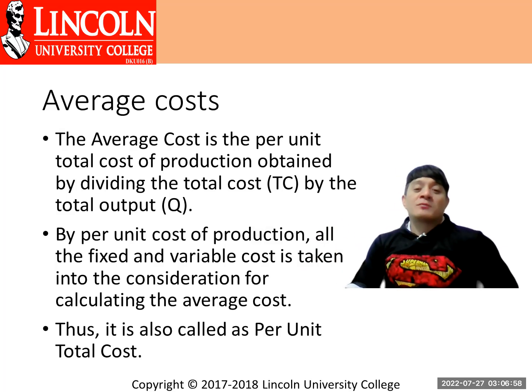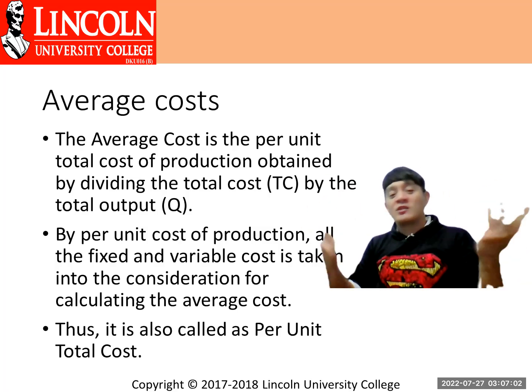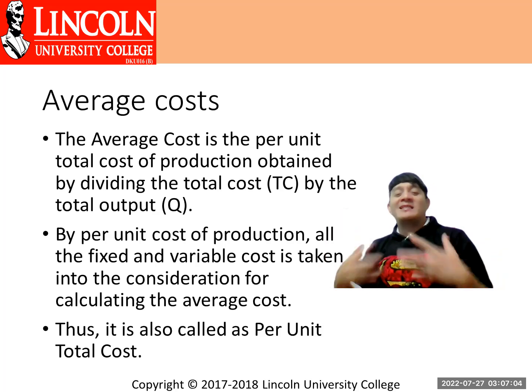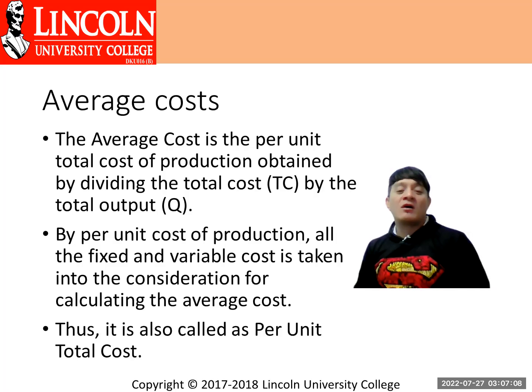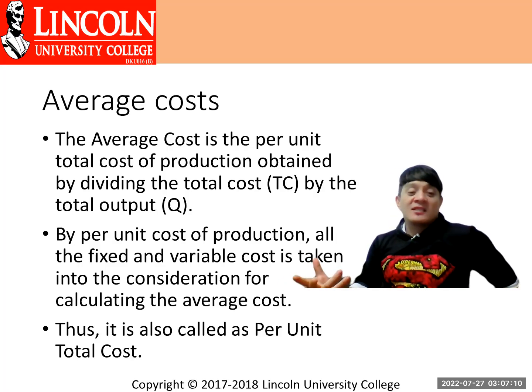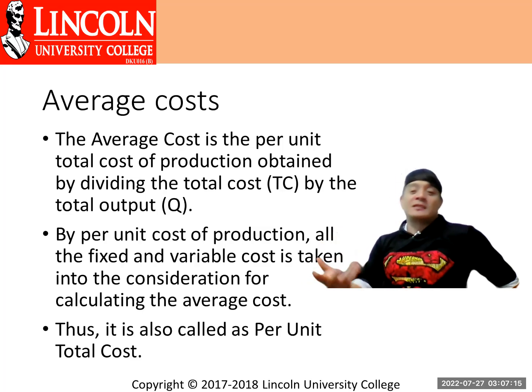In the per unit cost of production, all fixed and variable costs are taken into consideration. The total cost of this, the average cost, the fixed cost, the variable cost, and thus it is also called per unit total cost. That's the average cost.